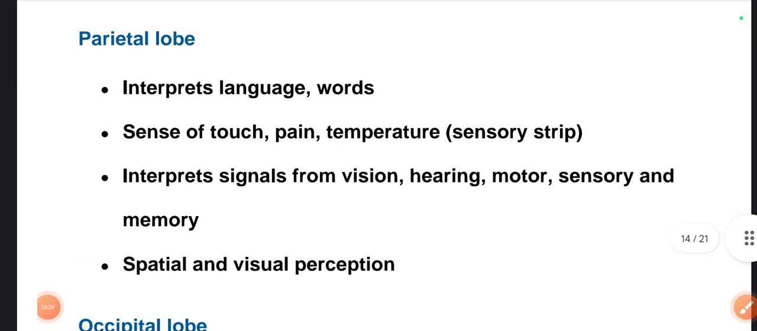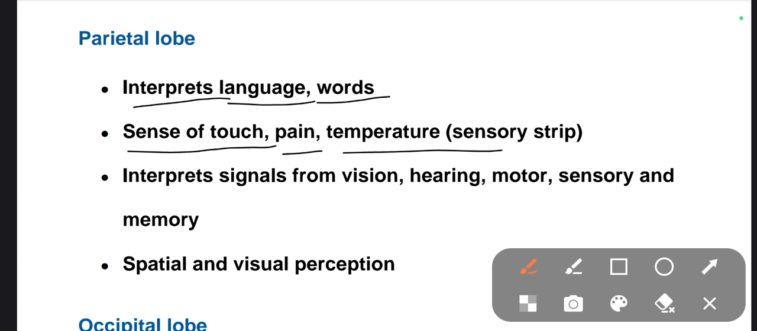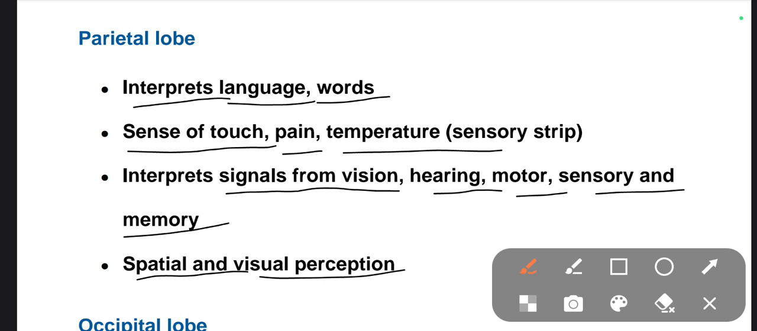And the next is the parietal lobe. The parietal lobes are present at the sides of the brain. They are responsible for interpreting language and words, sense of touch, pain, and temperature, and interpreting signals from vision, hearing, motor, and sensory, and memory, and spatial and visual perception. So these functions are from the parietal lobe.